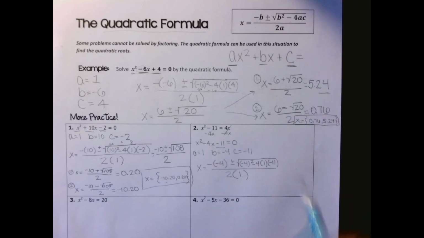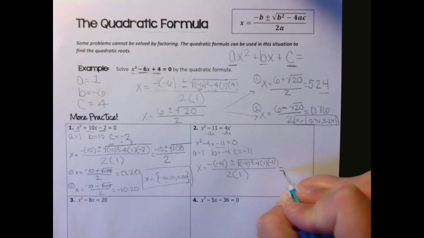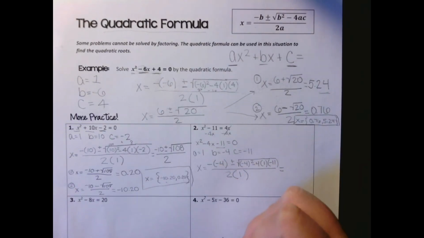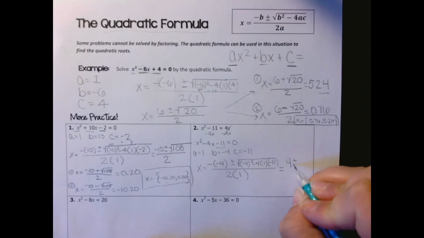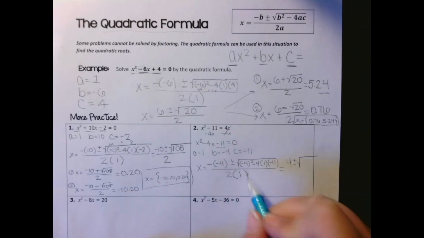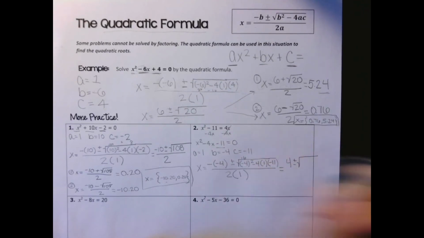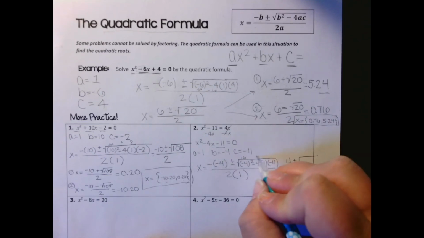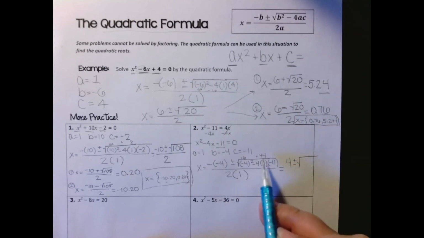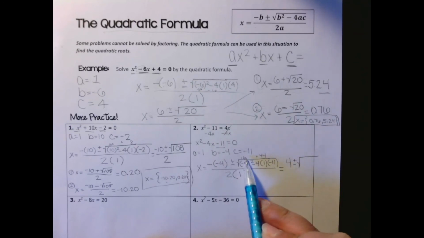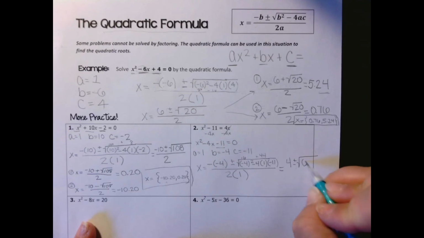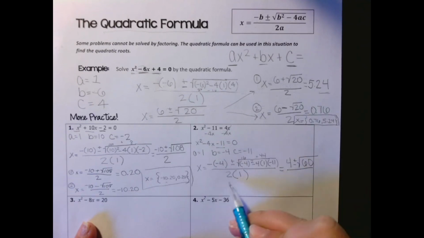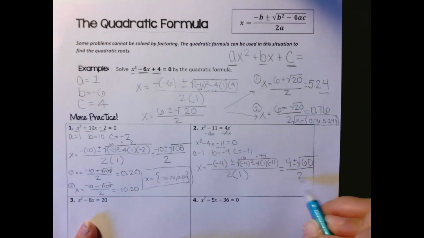Now I'm going to take and simplify this. So I have equals a negative 4 is going to make this a positive 4. And that's going to be plus or minus the square root of negative 4 squared is going to be 16. Negative 4 times 1 is negative 4. Negative 4 times negative 11 is positive 44. So I've got 44 plus 16. It's going to give me square root of 60.